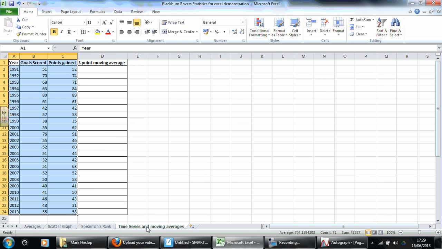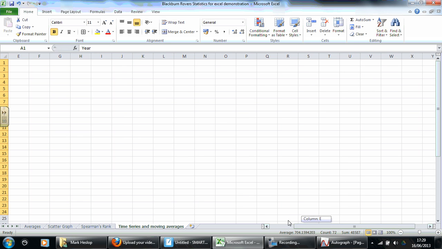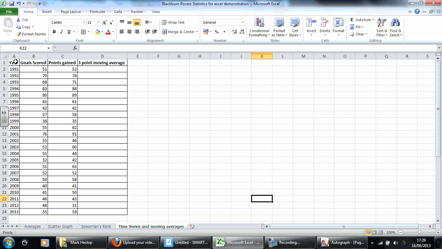So another thing you might want to do with this data is do things like a time series graph, because it's data given over time, so time series graphs make sense, or find moving averages and look at trends, etc. So for a time series graph, say I want to look at the trend of goals scored over time. I would highlight both the year and the goals scored.